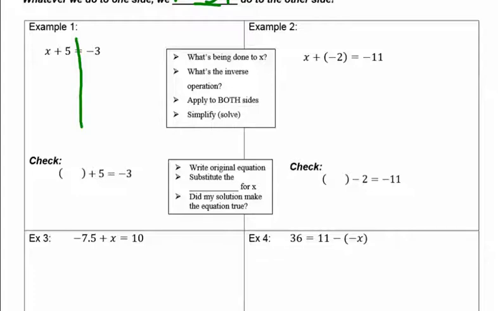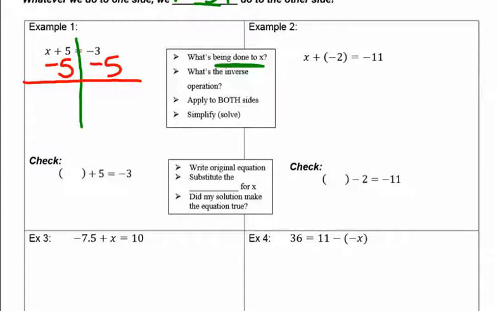So step 1, what's being done to x? If I look on the side of our x, we're adding 5. So we want to get rid of adding 5. What's our inverse operation of adding 5? It's going to be to subtract 5. So the inverse operation is to do -5. And whatever I do to one side of the equal sign, I have to do to the other. So I'm going to do -5 on this side, but then I also have to do it on that side.